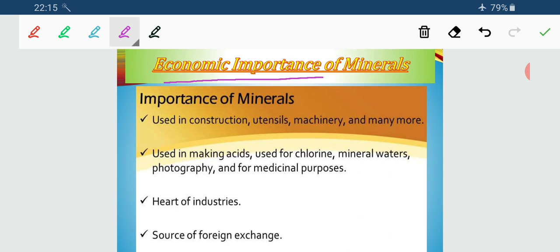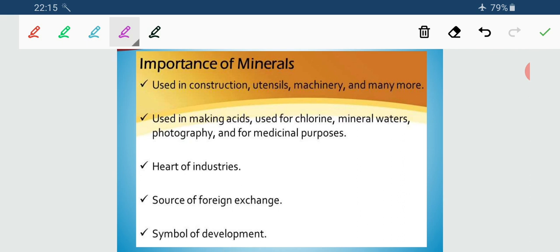It is also there to use for making acids, for chlorine, for mineral water, for photography, for various medicinal purposes. Now minerals are considered basically the heart of industry. If there is no mineral, then there are no industries to be developed. It is a source of foreign exchange.